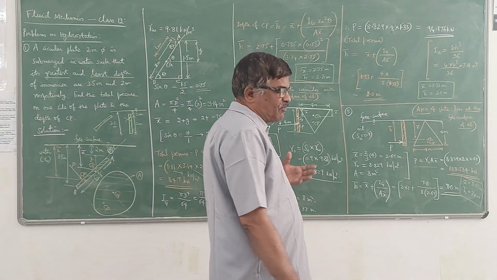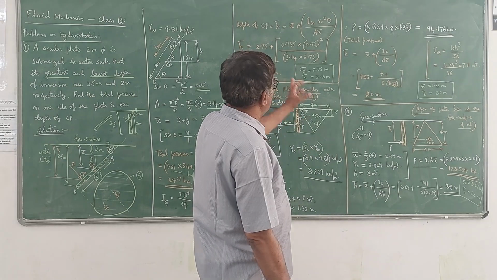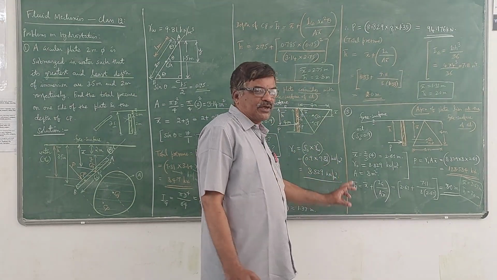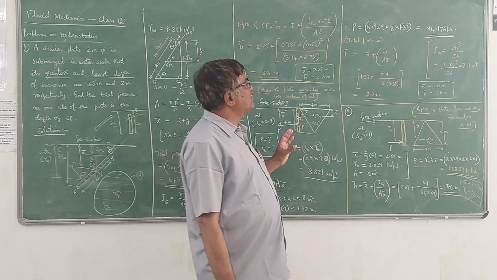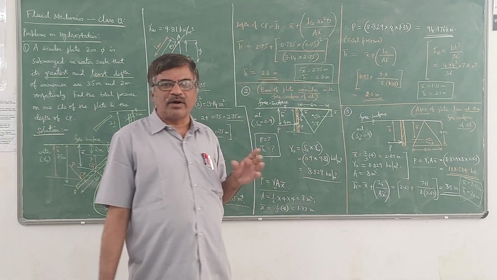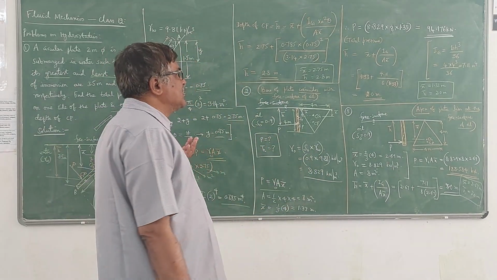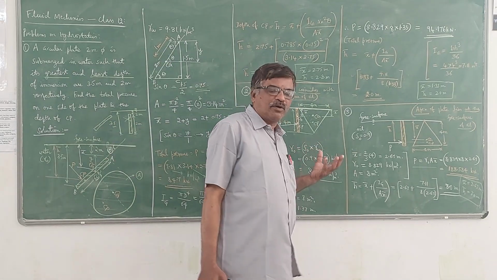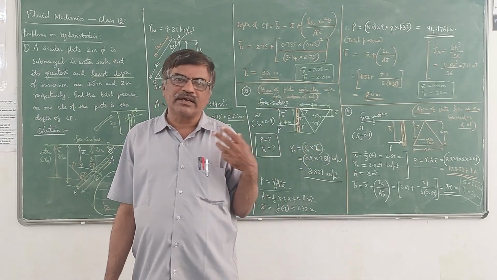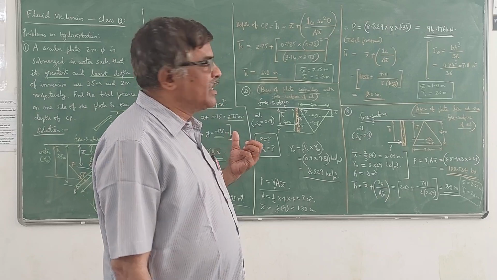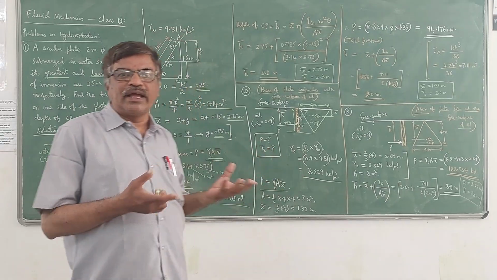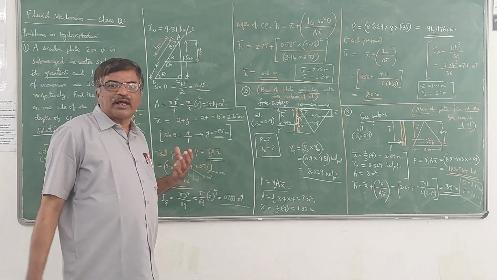These formulas, if you remember, in addition to that, gamma into A into X bar gives the total pressure. X bar plus Ig by A x bar gives the location of center of pressure in the case of a vertical surface. In the case of an inclined surface, H bar is given by X bar plus Ig sin square theta divided by A x bar. If you know all these things, any type of problem you can solve.